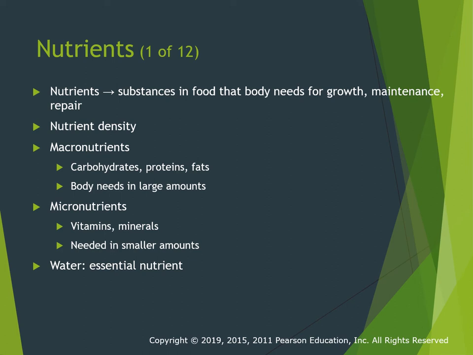Nutrients are classified according to their work in the body. Carbohydrates, proteins, and fats supply energy and are termed macronutrients because the body needs them in large amounts to maintain health and well-being and energy. Vitamins and minerals are considered micronutrients because they're needed in smaller amounts. This does not mean that their role is any less.